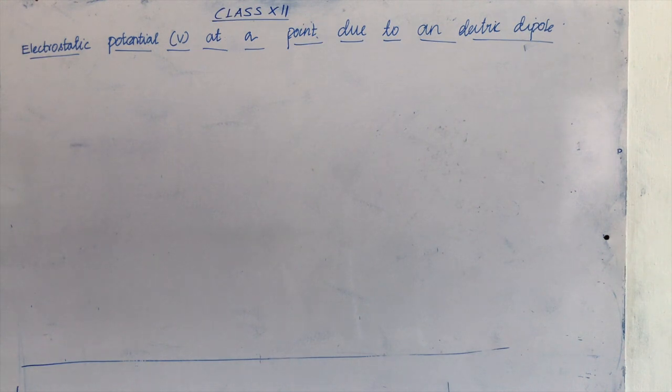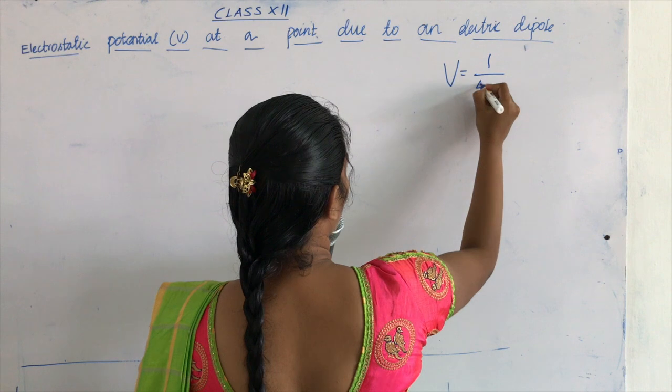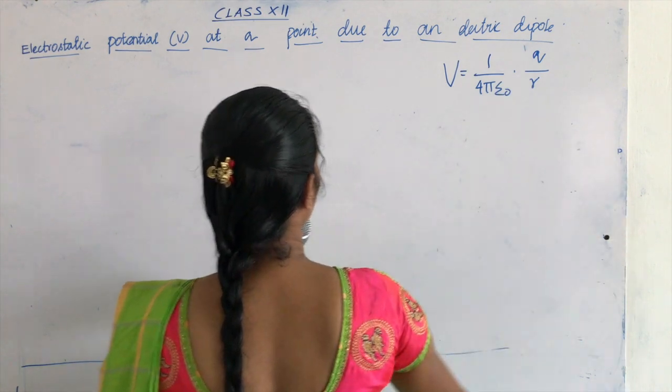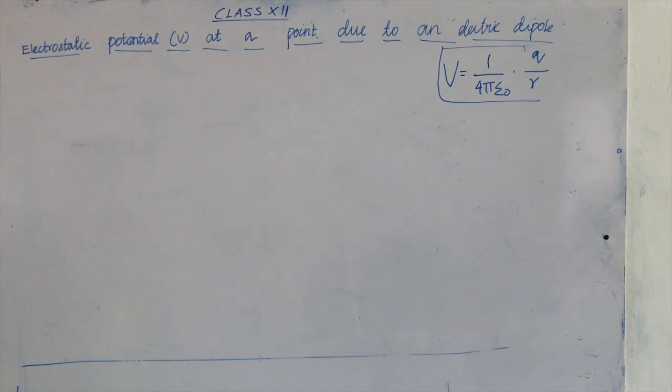What is electrostatic potential? Do you remember? Electrostatic potential is the energy needed to move a charge. It's the extra energy needed to move a charge. What is the formula for electrostatic potential? It is denoted by V equal to 1 by 4 pi epsilon 0 Q by R. This is the formula for electrostatic potential.